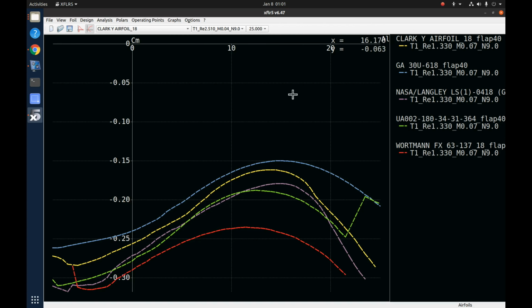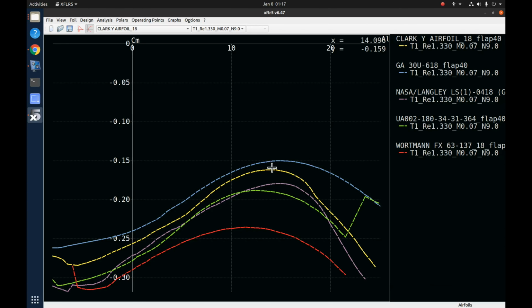And by the way, I'm looking at stall now because that's what we're really interested in for having the flaps deployed out here at the stall area. So that's right in here. The worst one is the Wortman again. So I wouldn't consider the Wortman for a lightweight ultralight at all as far as having flaps on it. Mine is not as good, so we'll have to take that into consideration.